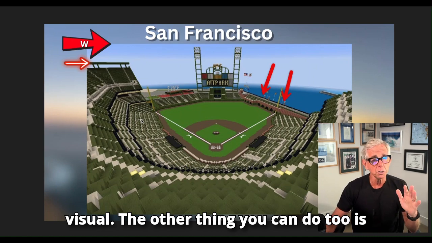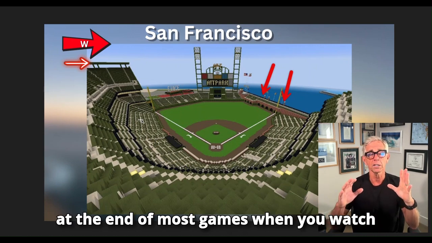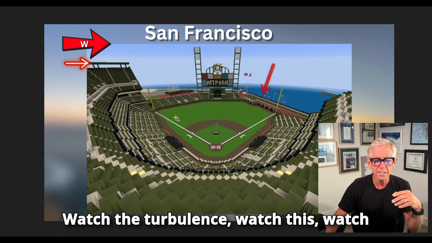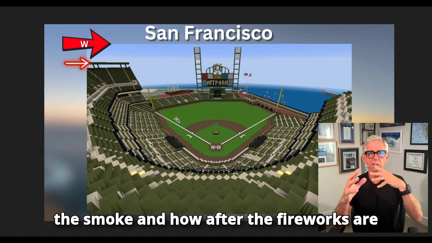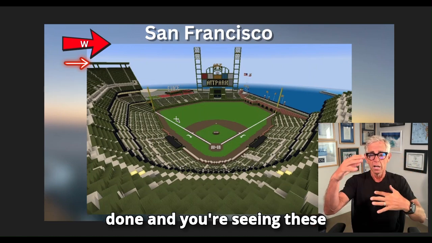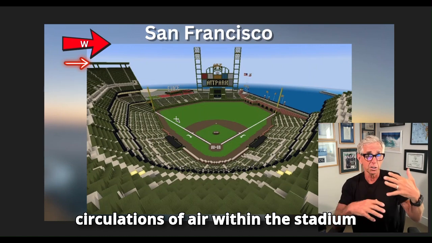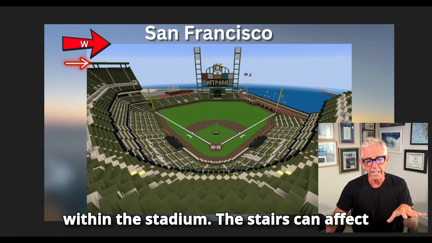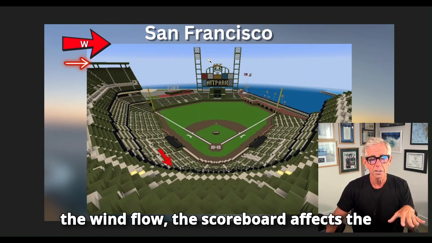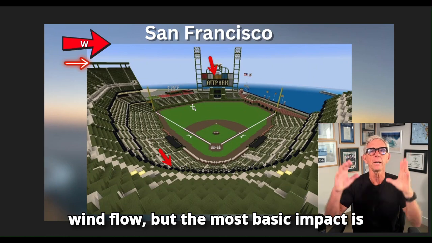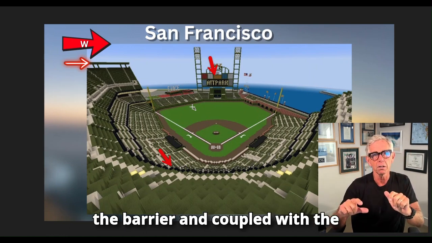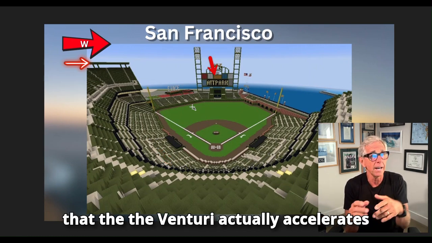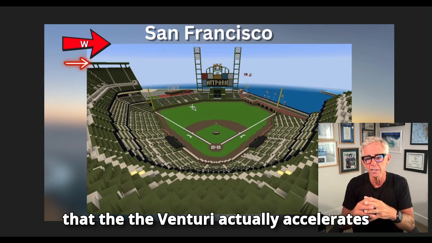The other thing you can do too is at the end of most games when you watch the fireworks show, not most games, but in the summer they have fireworks often. Watch the turbulence. Watch the smoke and how after the fireworks are done, you're seeing these circulations of air within the stadium. There's lots of little microclimates within the stadium. The stairs can affect the wind flow. The scoreboard affects the wind flow. But the most basic impact is the barrier coupled with the asymmetric cutout Venturi effect. And that the Venturi actually accelerates the barrier.